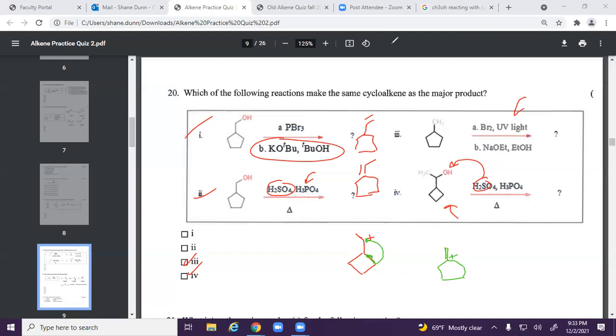So the bromine's going to attach here on that guy, and you're going to get bromine attaching, bromine leaving, so then you get a positive charge right there. And then the bulky base is going to form a double bond right there. That's why they look like each other. That's what's kind of going on right there.